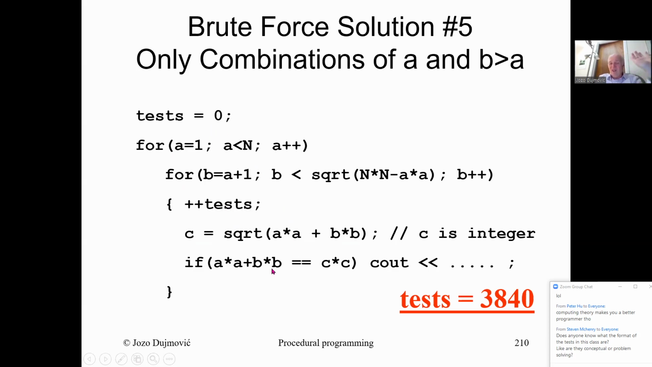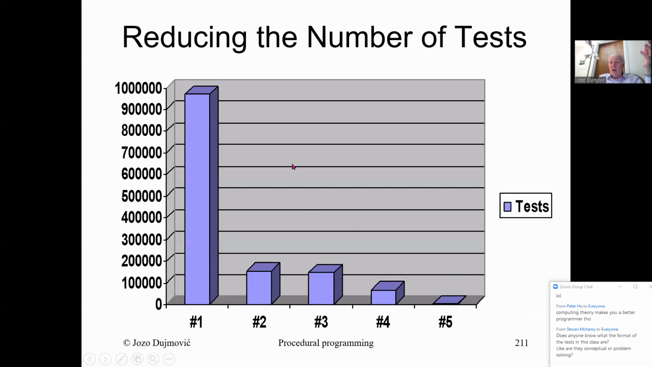This is still a kind of brute force approach. I'm testing all components, but it is not shameful. Shameful is the first one. This one has 3,840 tests. So we started with almost million here, and then reduced to 156,000, 48,000, 68,000, and then 3,000.